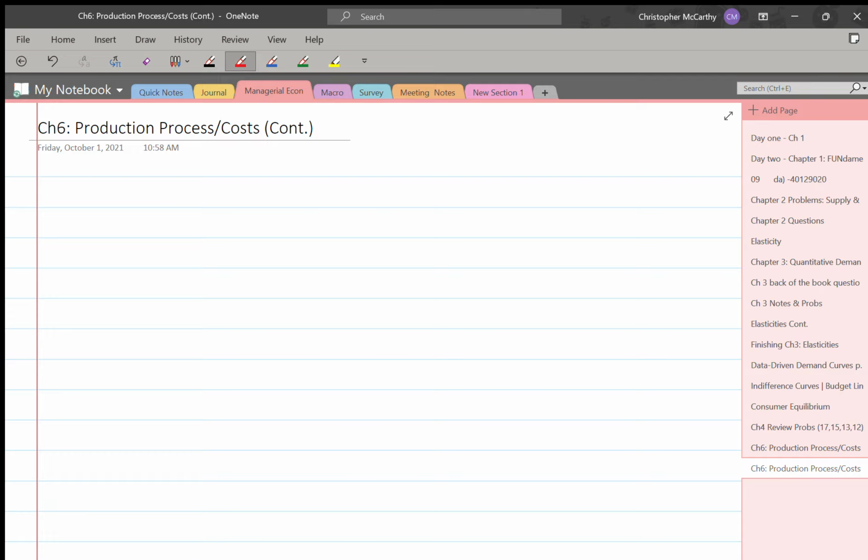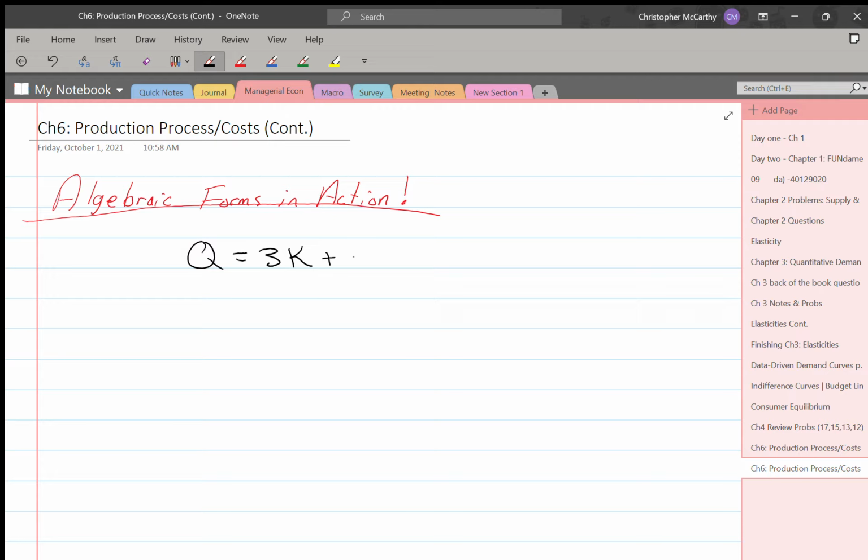Right, so let's talk about some different algebraic forms in action. Woo. So, number one, what is this type of algebraic production form called that I am writing on the screen? Linear, very good.